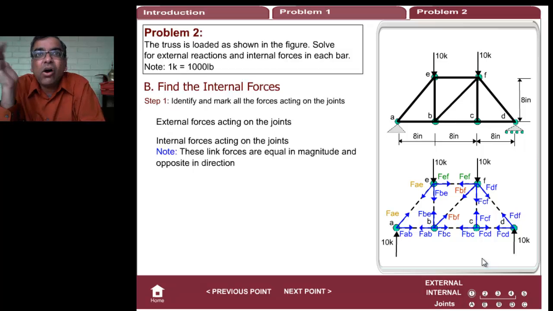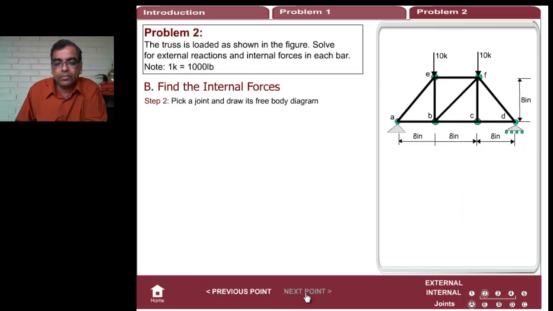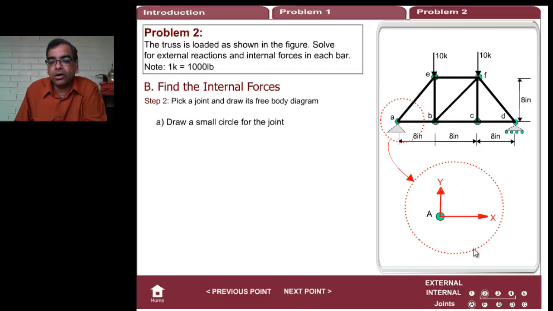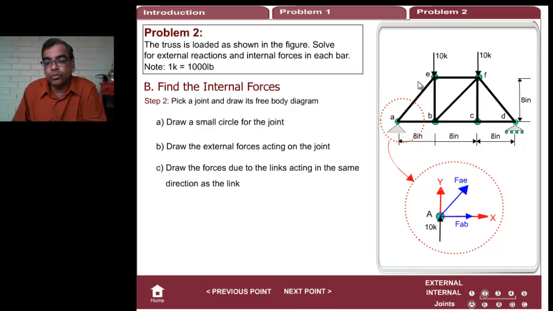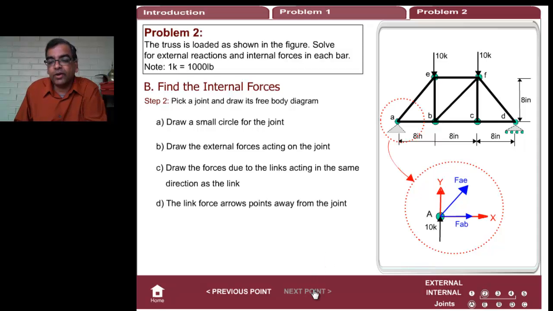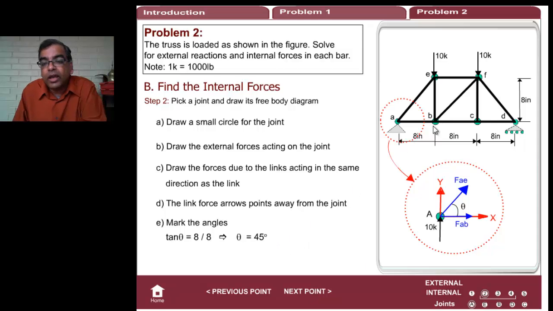So if you start writing all of them all at once, you will run into lots of algebra, but you can do 2 at a time. So how do we do that? Draw a small circle as usual. For joint A, there's the 10K external force at joint A. This was the reaction force that we calculated. Those are the 2 bar forces at joint A. The forces point away from the link. The angle is 45 degrees.